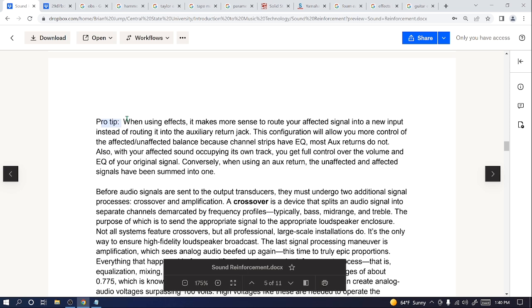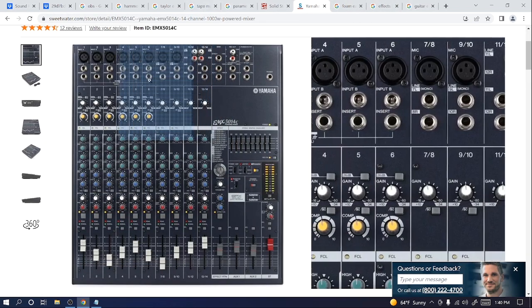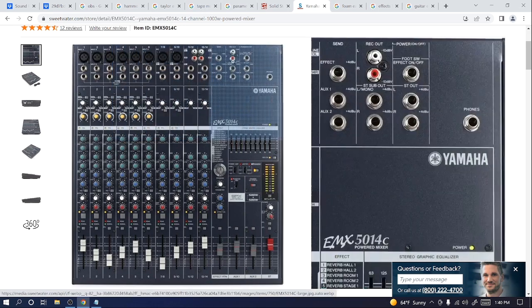Okay, this is the point I was making. It usually makes more sense to route your return into its own channel because most of the channels have their own equalization. So that means that if you're getting something back from your reverb unit, say, that's polluted with too much mid-range, you'll have more control over that sound if it's coming back in on a channel, right? Coming back in on, like you're taking the reverb and you're plugging it into a channel, not just the effects return.